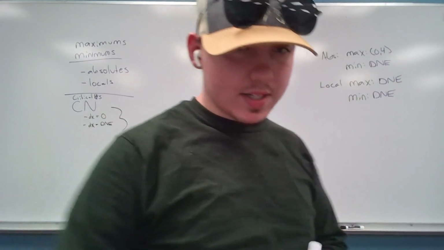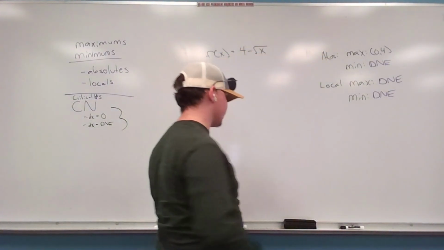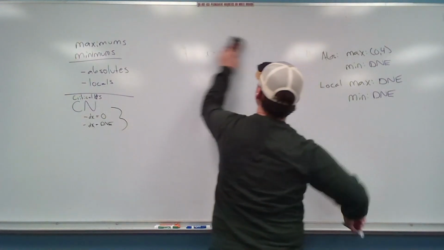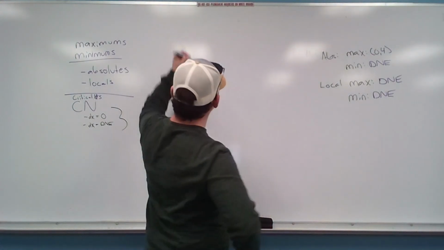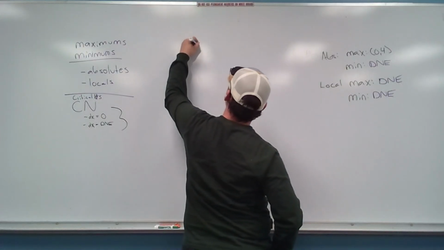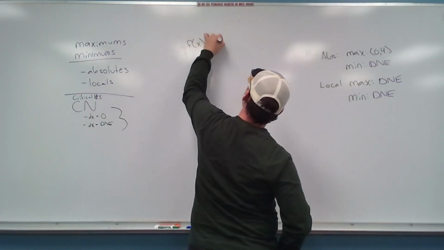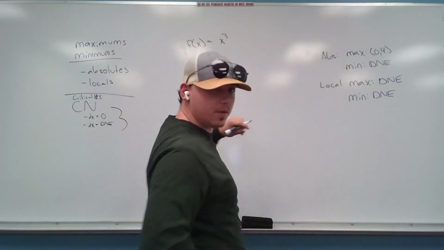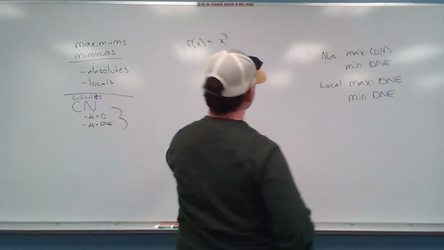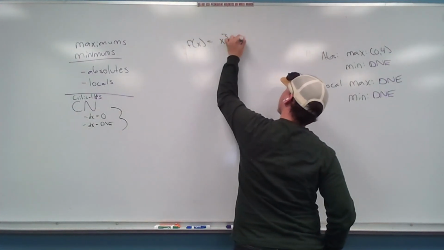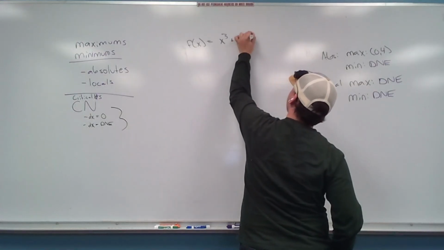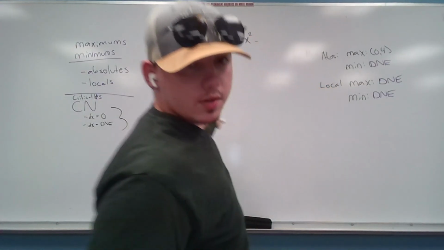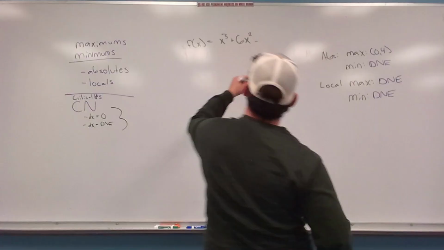So let's get on to our next example. This one's actually going to have us use the critical numbers. It's going to be f of x equals x cubed plus 6x squared minus, if I was not wrong, 63x.